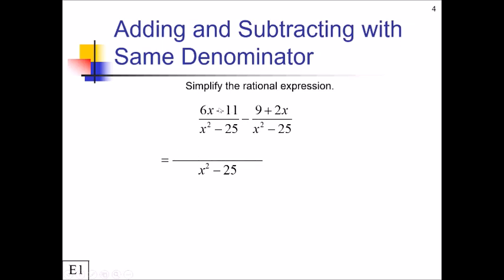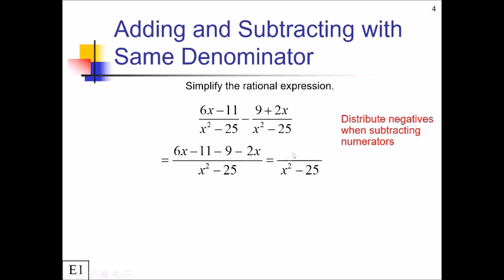So I've got 6x minus 11. And then I'm going to apply this negative to this whole numerator here. So make sure you distribute negatives when you are subtracting numerators. If there's more than one thing in the numerator, they both have to be negated. So this is going to be minus 9 minus 2x. Next, we can combine some like terms up here. We've got 6x minus 2x, that's a 4x. And then negative 11 minus 9 is going to give us negative 20. So we have the same denominator and a 4x and a minus 20 going on.